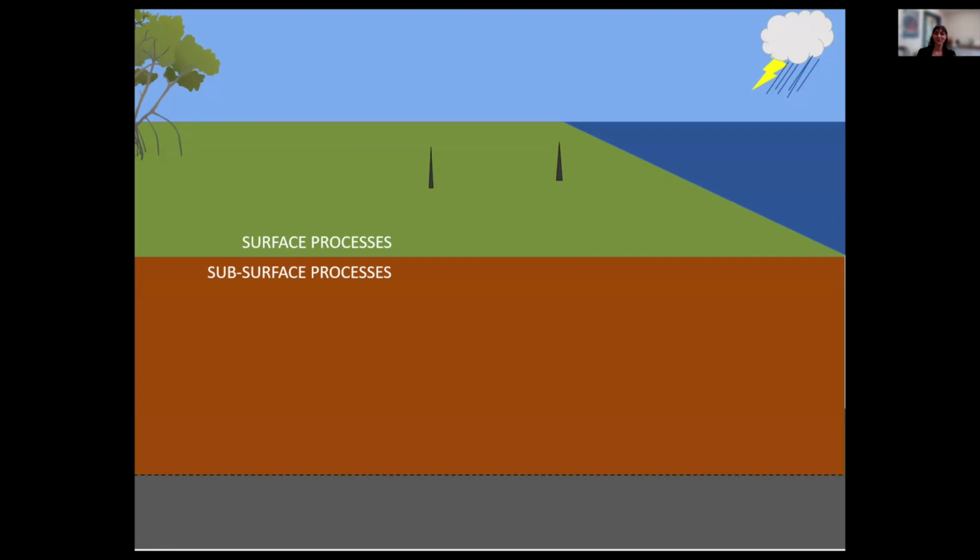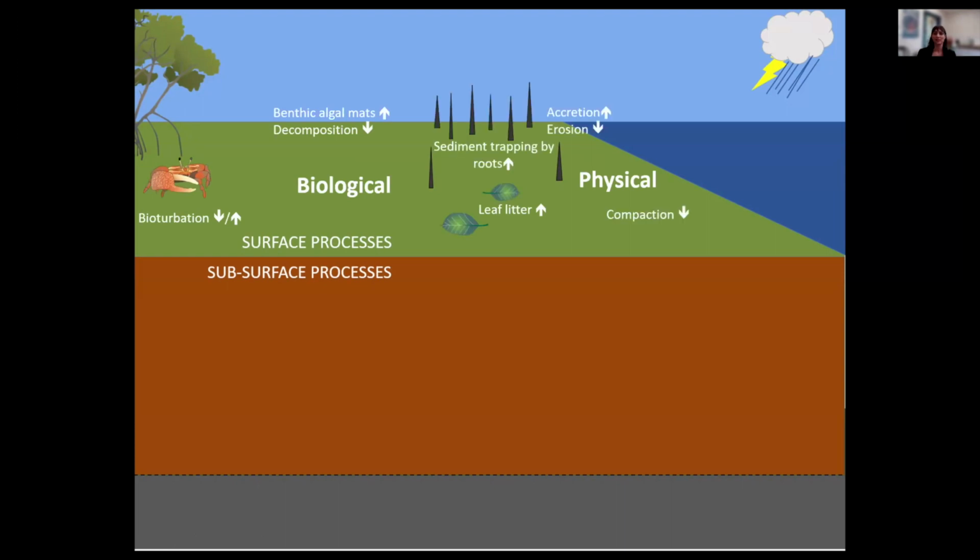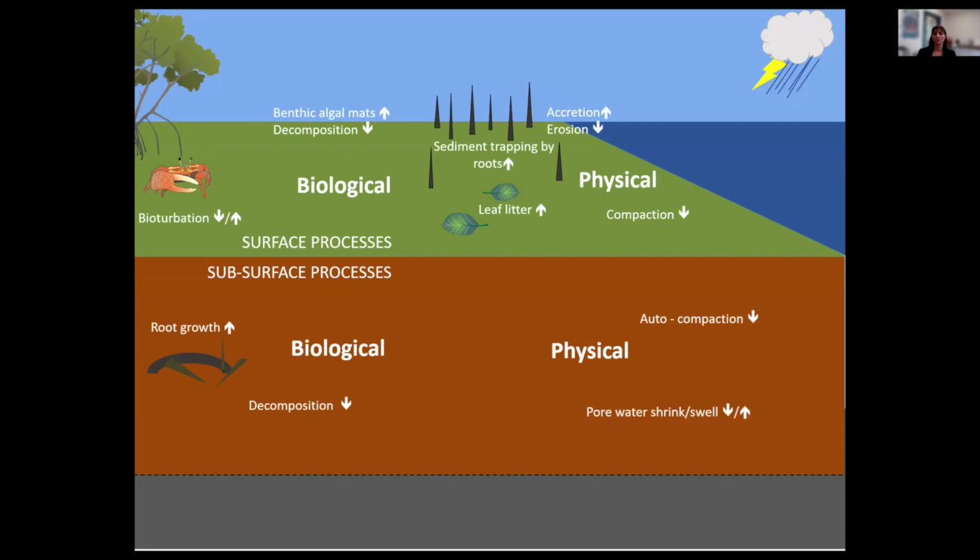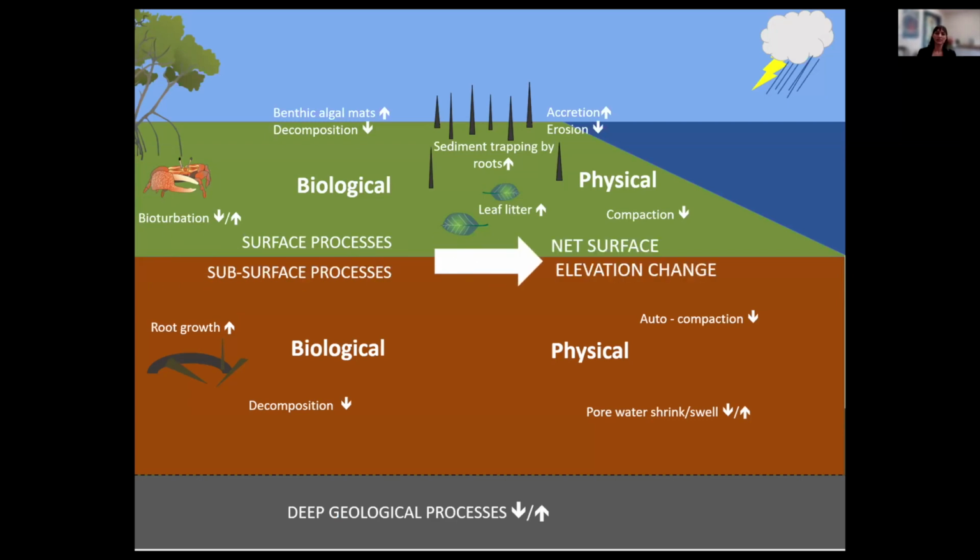So they include both biological surface processes, such as crabs burrowing on the surface, and surface physical processes such as sedimentation and erosion. And then we've also got below ground biological processes such as root growth that will increase the sediment volume. And these are also paired with some physical processes such as autocompaction, which will move the whole system down. And it's a culmination of all these processes that will result in an overall surface elevation change.